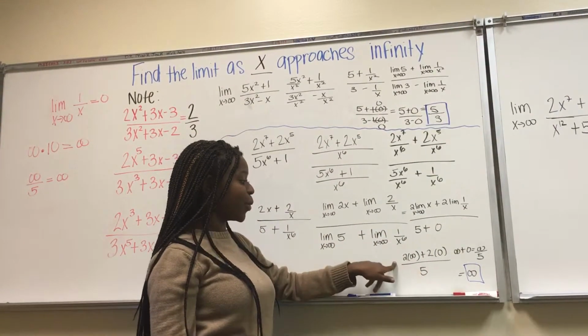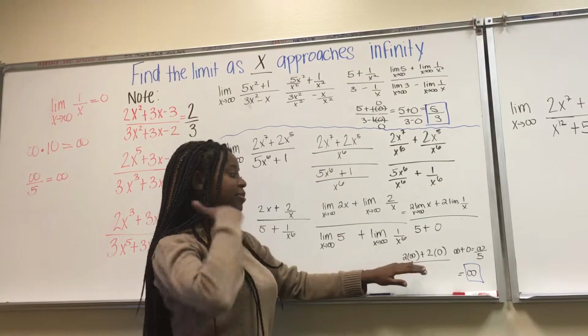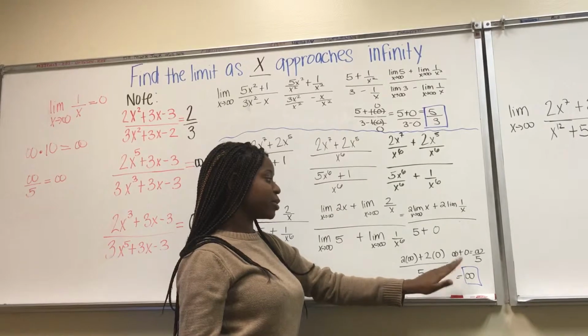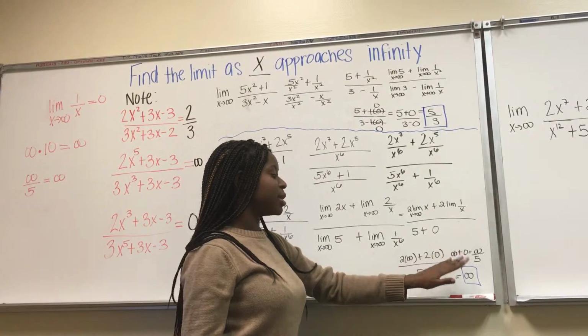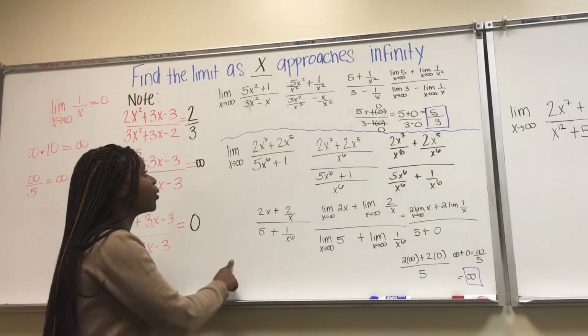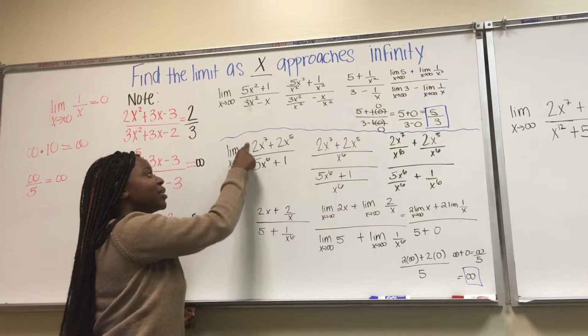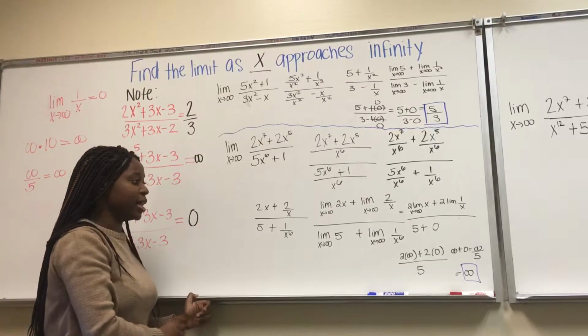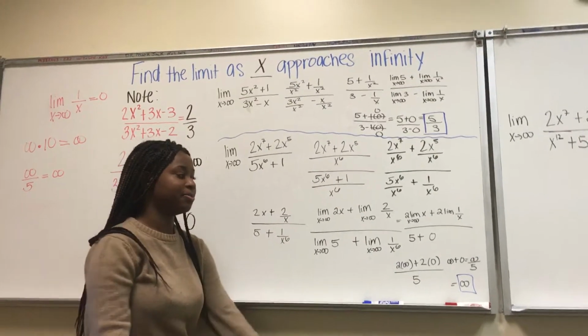After that, we would get 2 times infinity plus 2 times 0 over 5, which leaves us with infinity plus 0 over 5, which is infinity. And as I stated before, if the numerator is larger than the denominator, then the answer would be infinity.